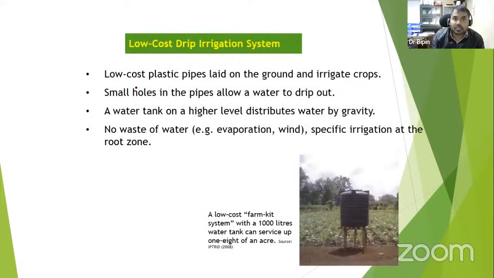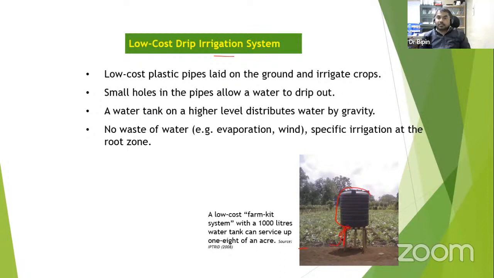Here I will show you. This is a low cost drip irrigation system, especially suitable for kitchen gardening and areas like that. Here you simply need to arrange a 500 or 1000 liter drum, and you need to give it some height so that you can maintain a gravity flow. Through the gravity flow, there is no need to apply any motor or anything.